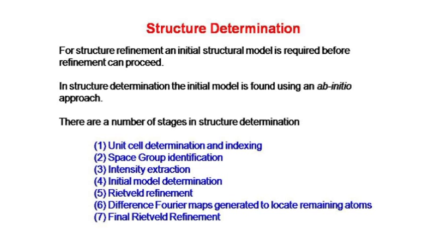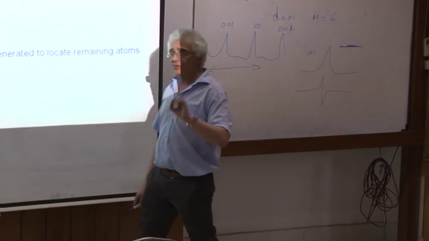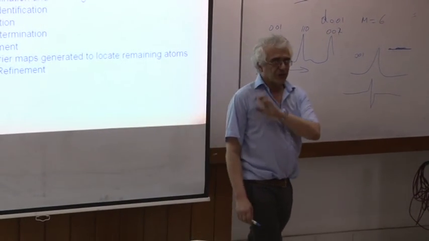So refinement is where you have a model and you're trying to make that model better. Determination is where you are determining the model ab initio from the start, with no preconceived ideas about what the structure should look like. You can do this in powders, but my word of advice, if you have a single crystal, use a single crystal. In single crystal analysis, this is routine.